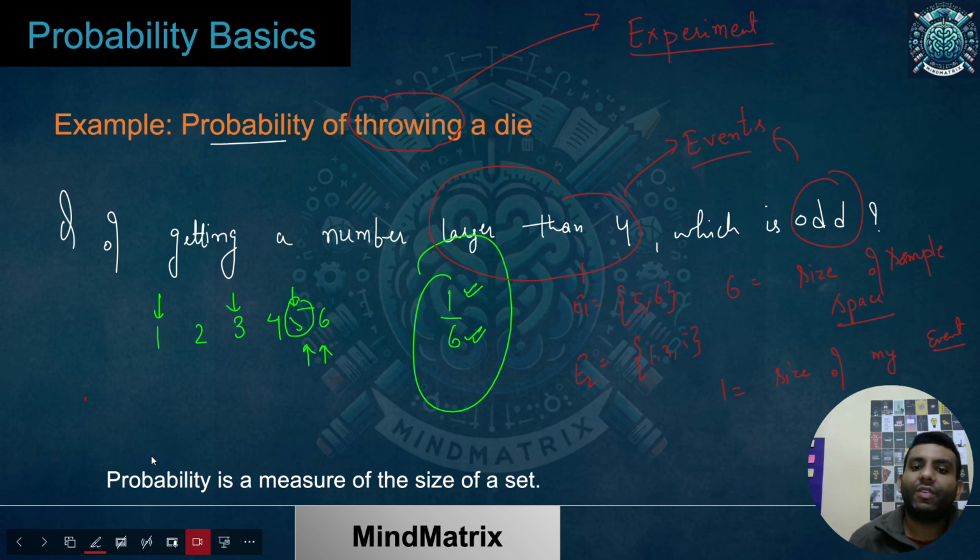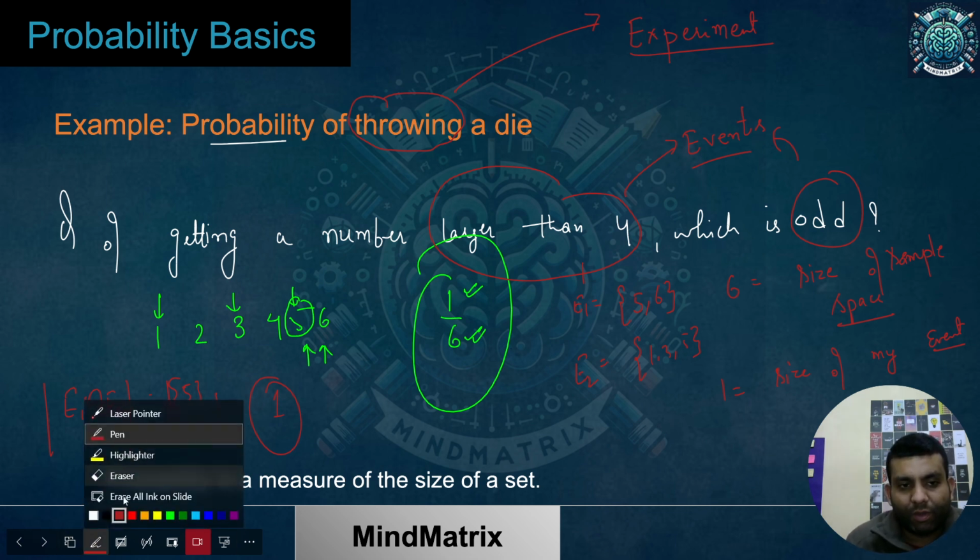And the event we are talking about is going to be the intersection of E1 and E2, the common one, which is 5 only. So what is the size of this? Size of this is 1. We have only one number satisfying this condition. So now what I'm doing is 1 by 6.